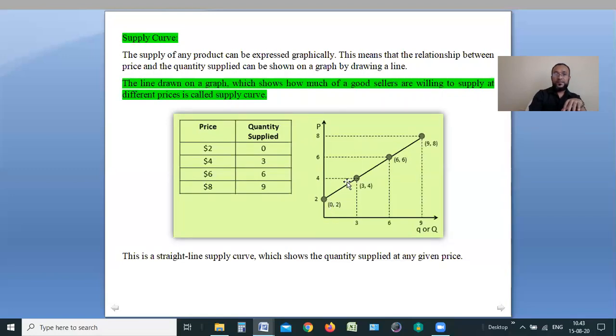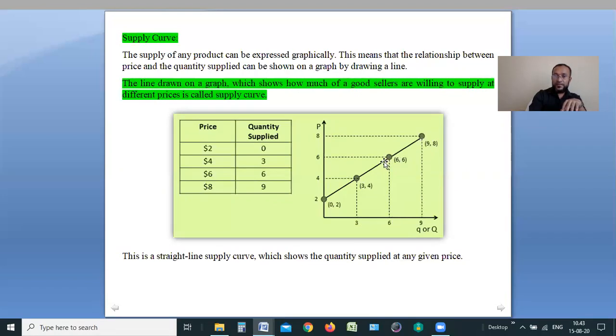So if price increases to 4, then supply also increases to 3. So this combination shows the relationship between price 4 and supply 3. Here in this point again, if price increases from 4 to 6, supply also increases from 3 to 6. So the combination is 3, 6. So this is another combination, and the last combination here is from the table. If price increases further from 6 to 8, supply also increases from 6 to 9. So this is another combination.